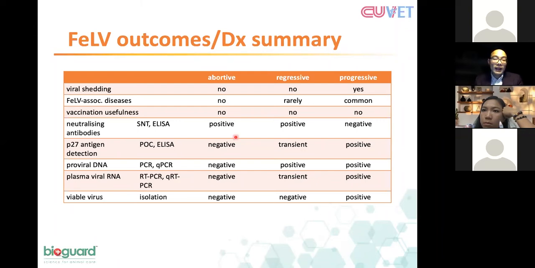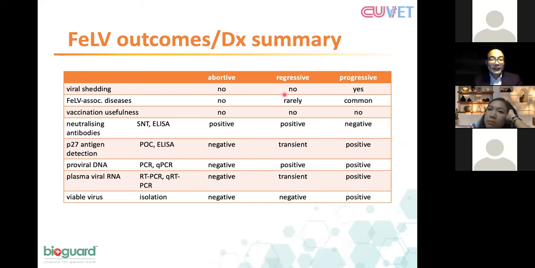The only means to detect an abortively infected cat is by detecting neutralizing antibody, such as using a serum neutralization test or ELISA, and it will be strongly positive in abortively infected cats. But if you want to detect p27 antigen, viral DNA or plasma viral RNA, or even viral isolation, they will come out negative for abortively infected cats.